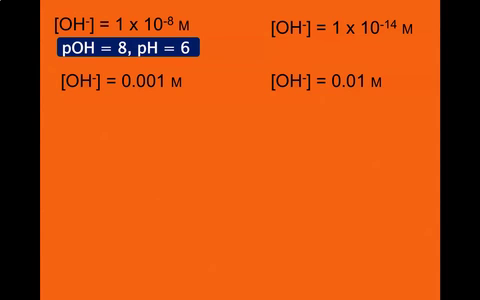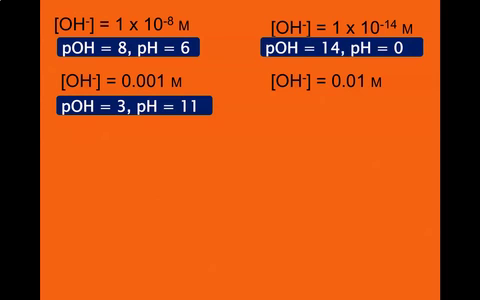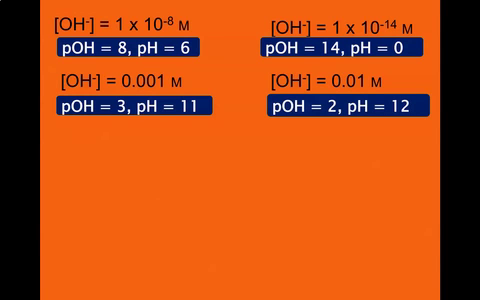The next one, we take the negative log of 0.001. That's going to give us 3. And we subtract from 14, so the pH is 11. The next one, we take negative log of 1 times 10 to the negative 14. That gives us 14. Subtract from 14, so then we get 0. And the negative log of 0.01 is 2. And subtract from 14, and that gives us 12.